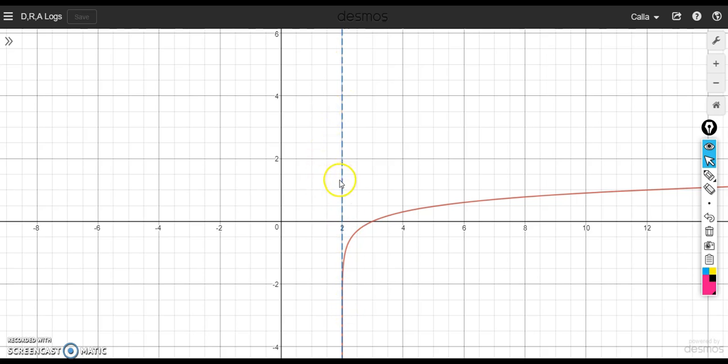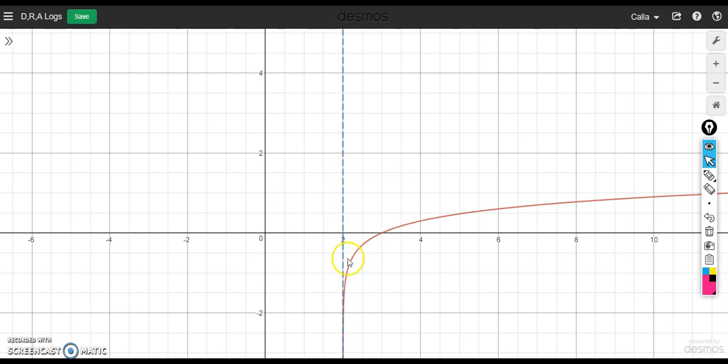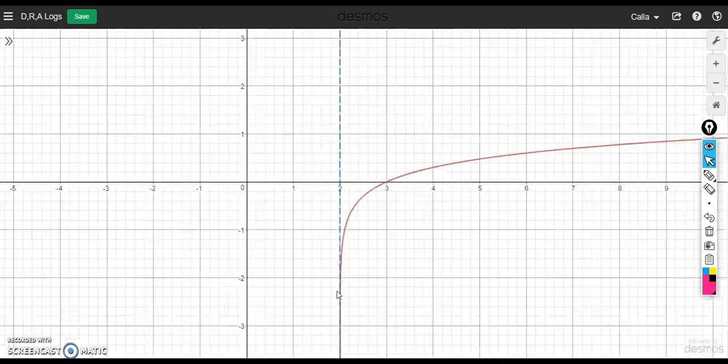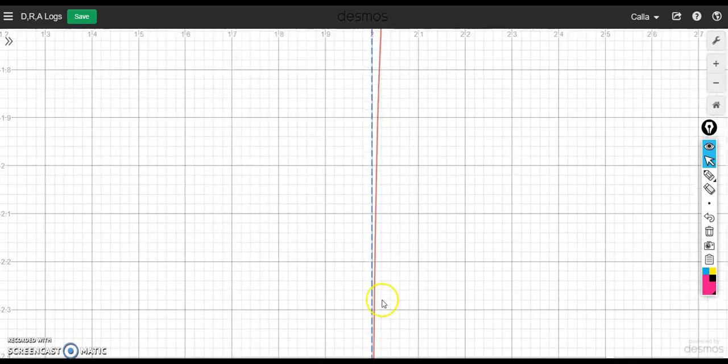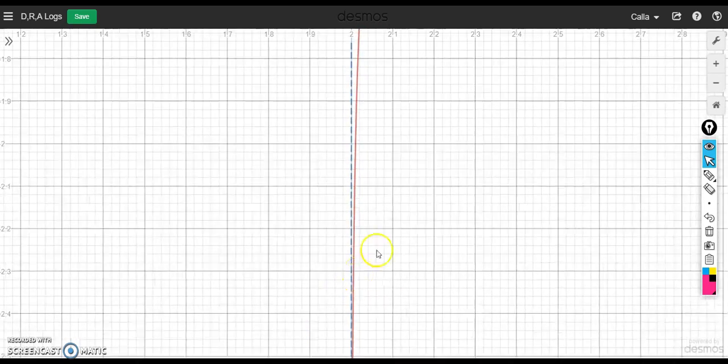a vertical asymptote. And we always denote asymptotes with a little dashed line, so you can clearly see that this blue dashed line is representing the asymptote of the function in this graph. You can also see that as I move along the function, the graph of my function gets closer and closer to this asymptote. But if we zoom in, we'll see that it never actually touches the asymptote.